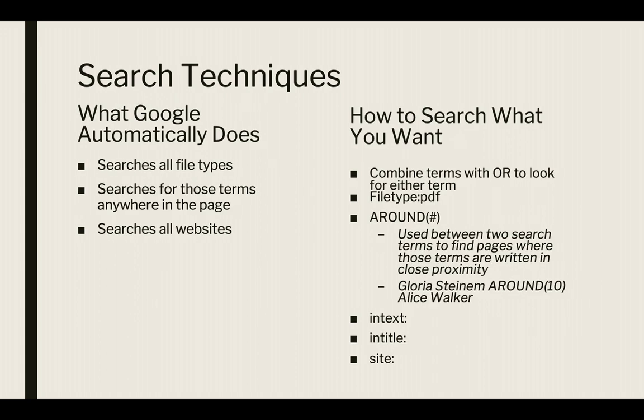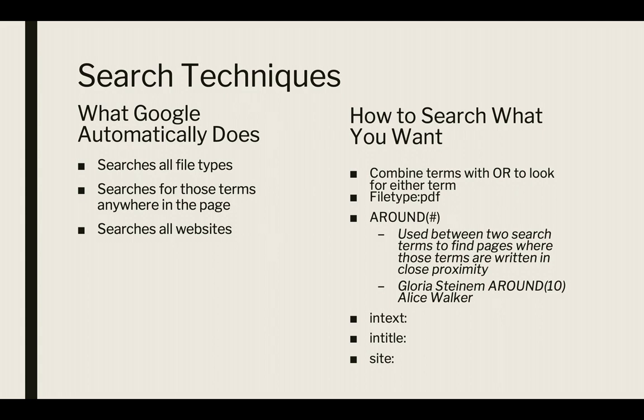Some other more advanced search techniques. When Google is searching automatically, it searches all file types, it searches for those terms anywhere on the page, it doesn't matter where, it's not too selective, and it searches all websites that it has indexed. How to search for what you want. You can combine terms with OR to look for either term.